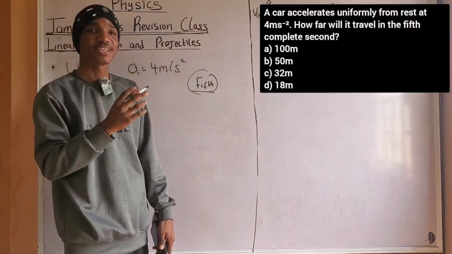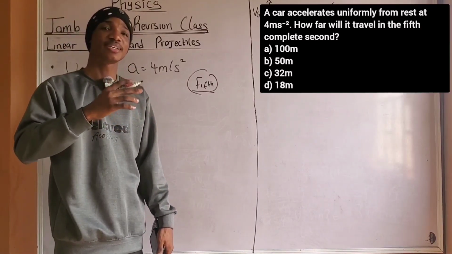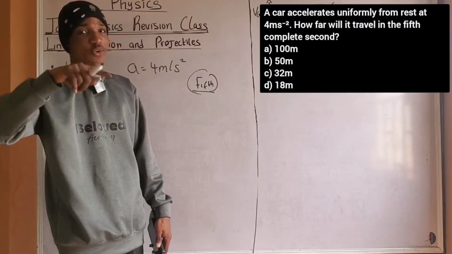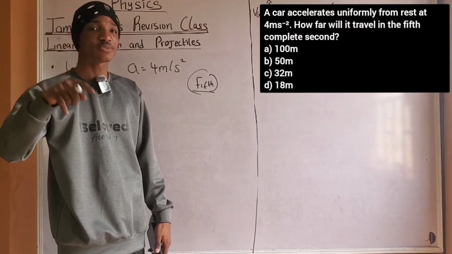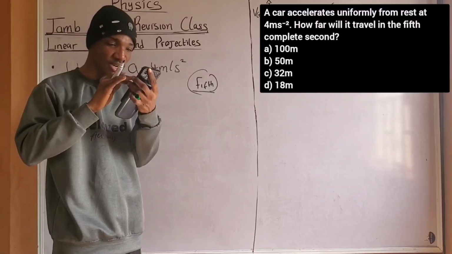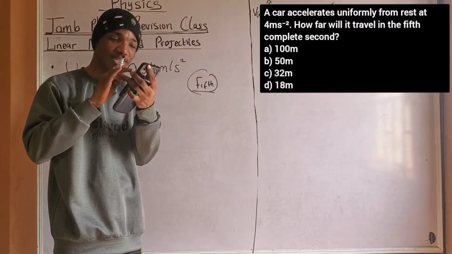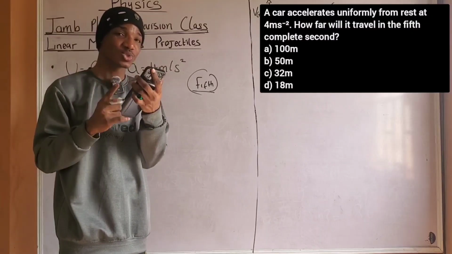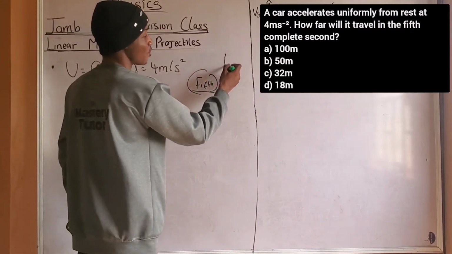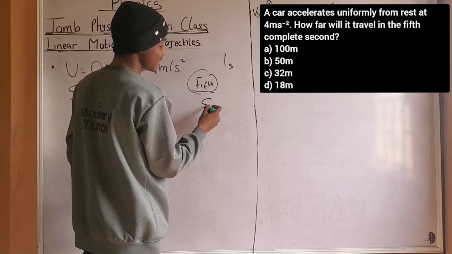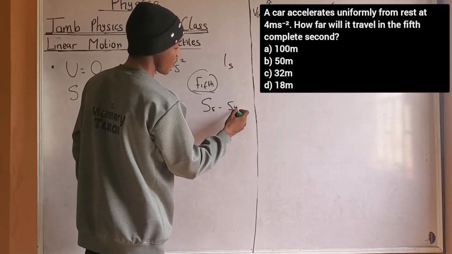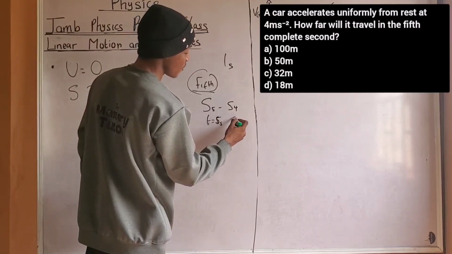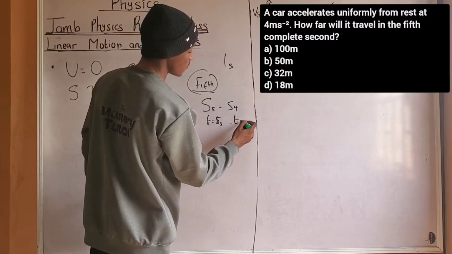The word fifth simply means the distance that the car covers between the time when we have t equals 4 seconds and t equals 5 seconds. Are you getting it? And if you check the question very well, you will discover that they said calculate the distance it travels in the 5th complete second. That is singular. Are you getting it? So that means we are looking for the distance for 1 second, and that will be the distance S5 minus S4. S5 is when t equals 5 seconds, and S4 is when t equals 4 seconds.